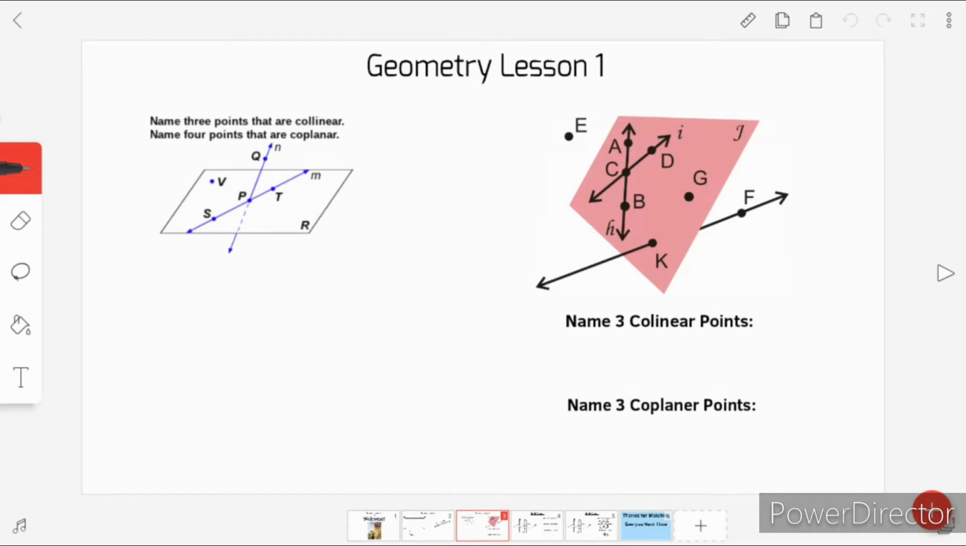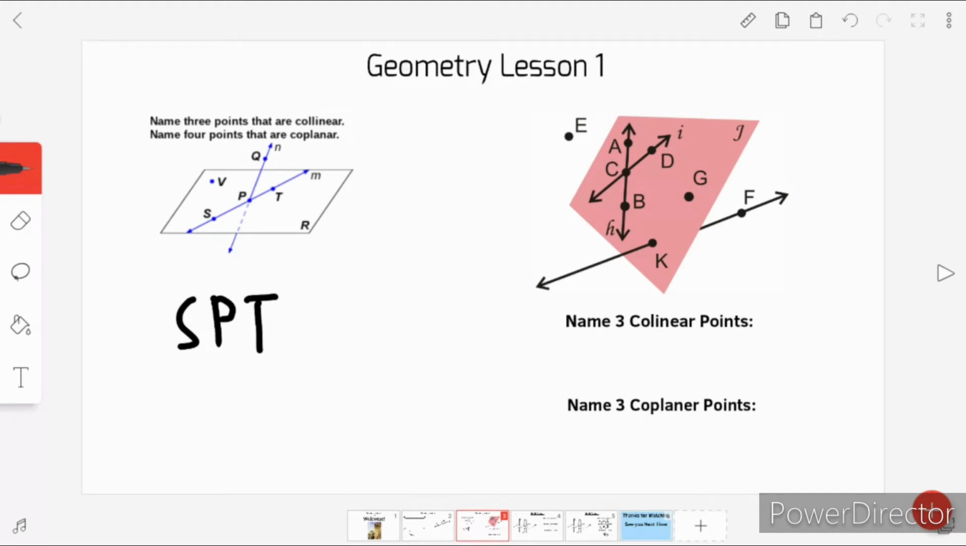Let's start by doing some of these questions. It says name 3 points that are collinear. Right here we can see points, 2 lines, and the main plane R. Points that are collinear are S, P, and T. S, P, and T are all collinear because there's a straight line going through them.